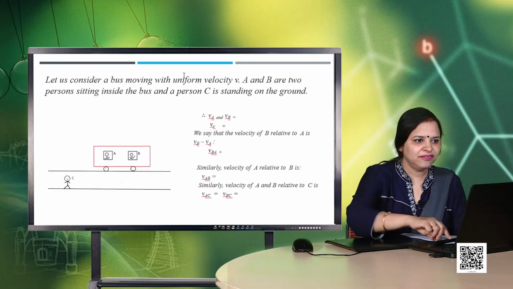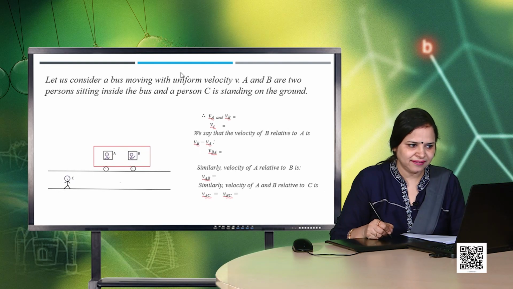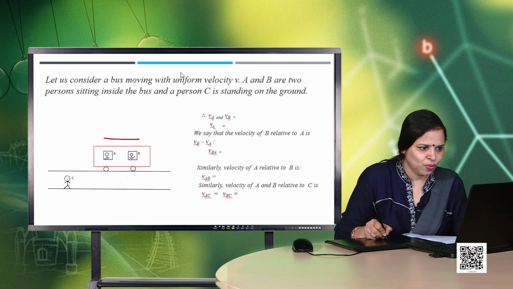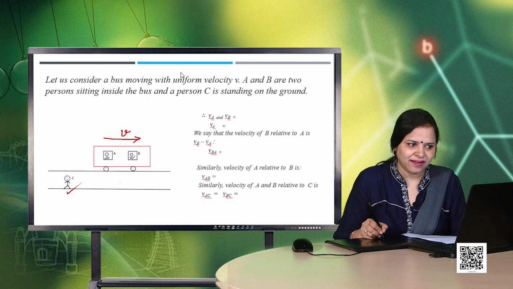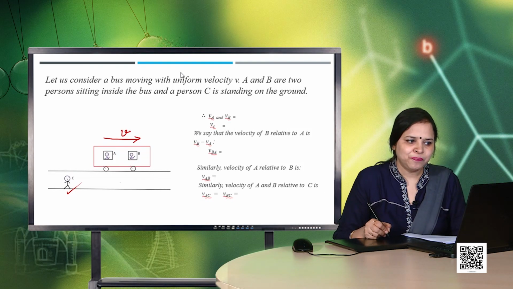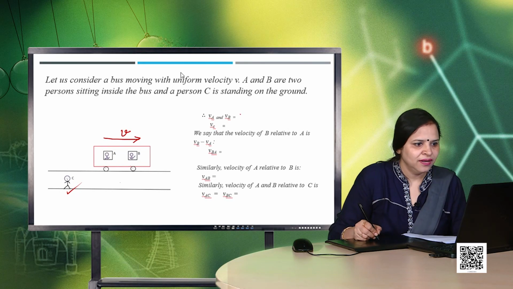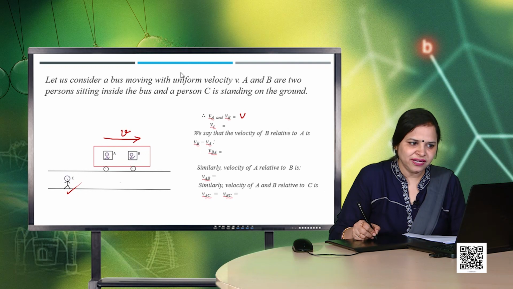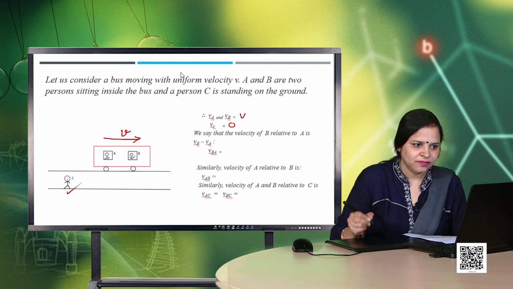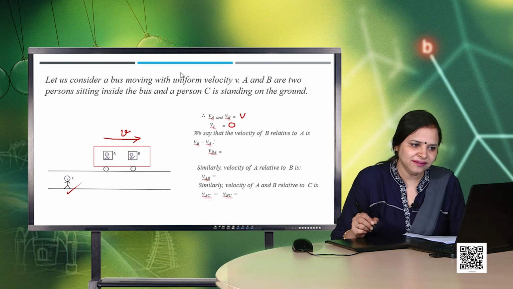Now, let us consider a bus moving with a uniform velocity v. Here you can see this is a bus and there are two persons A and B sitting in this bus, and let us say this bus is moving with a uniform velocity v towards the right, and a person C is standing on the ground. Since the bus is moving with a velocity v, we can consider that both the passengers A and B sitting inside the bus are moving with the same velocity. So, we can write that VA and VB both are equal to v, whereas the velocity of C, that is VC, is equal to 0, because this is the person standing on the ground.